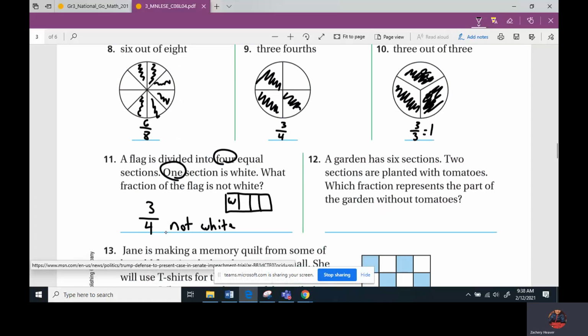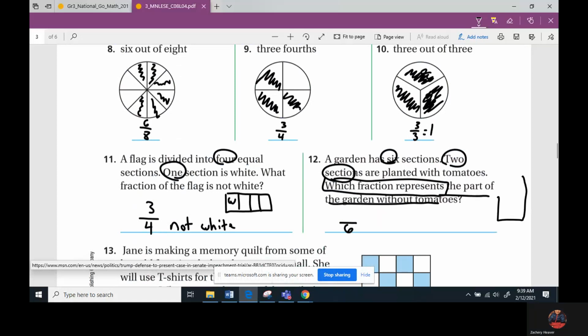The next one. A garden has 6 sections. 2 sections are planted with tomatoes. Which fraction represents the part of the garden without tomatoes? So here's my garden. We know it's in 6 sections, so that's going to be 6 right here because that's 6 total parts. Here's my garden. 2, 3, 4, 5, 6. Okay, let's say that's equal.